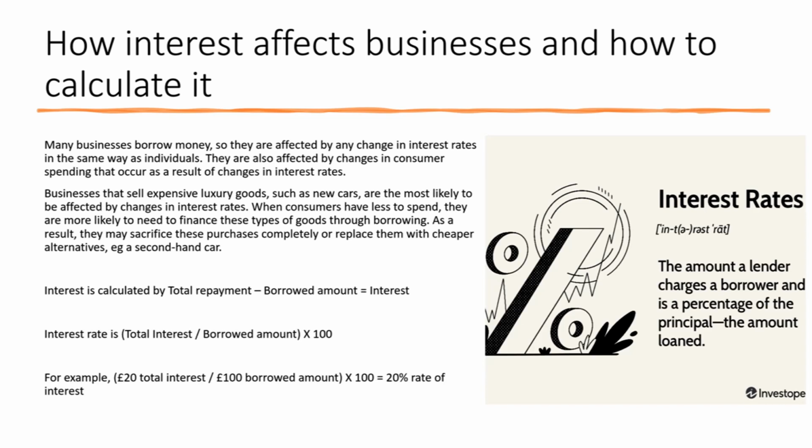So, interest is calculated by total repayment minus borrowed amount equals interest, okay? Interest rate is total interest divided by borrowed amount times 100. So, for example, £20 total interest divided by £100 borrowed amount times 100 equals a 20% rate of interest.